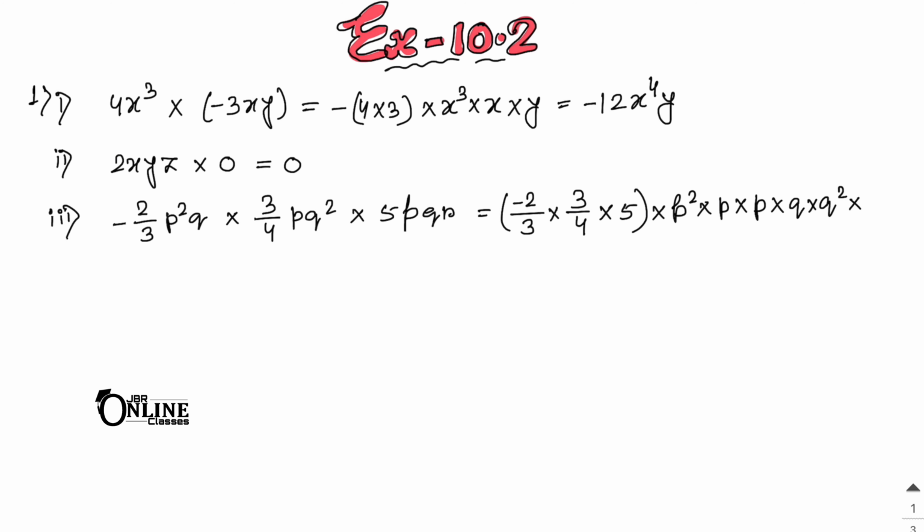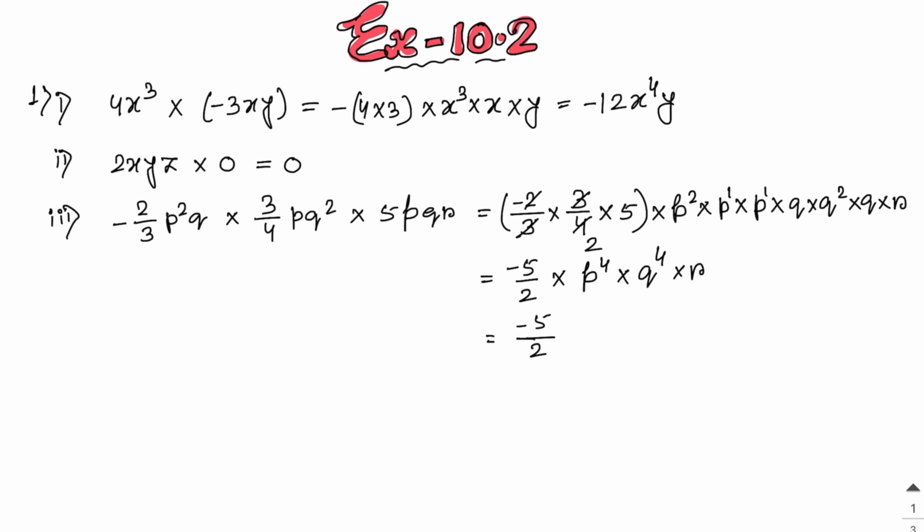And as here p square into p, p means p to the power 1. Whenever you multiply the variables, the power will always be added. That means p to the power 2 plus 1 plus 1, so it becomes p to the power 4. Then q to the power 4 also, because you have 1, then 2 and then again 1. So q to the power 4 and the last one r. So you can write minus 5 by 2 p to the power 4 q to the power 4 r as your final answer.